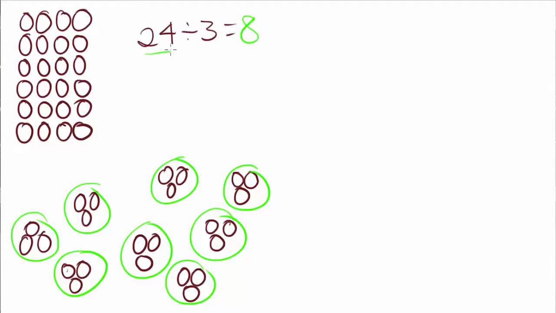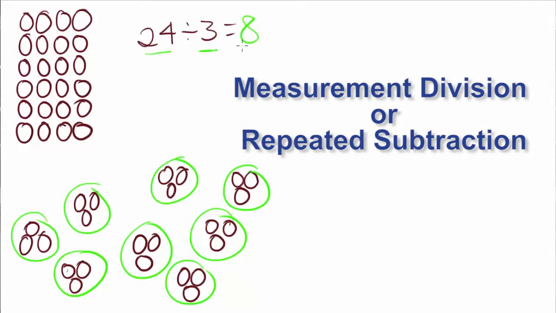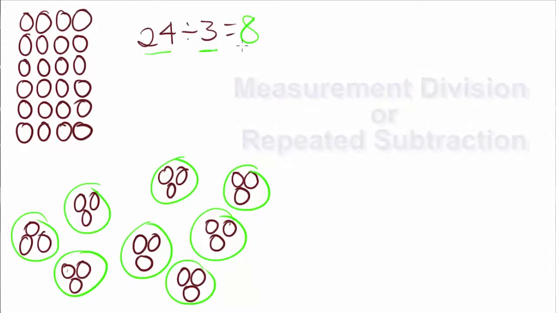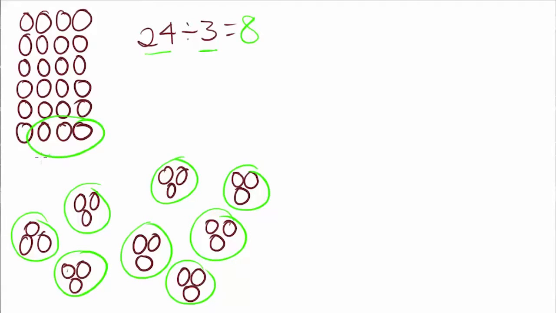We had 24 cookies and each person received 3 cookies. So we ended up with 8 people that could have 3 cookies each. We call this division situation measurement division or repeated subtraction. Really what we're doing is we're taking 3 cookies out of our pile at a time. We subtract it from the main group and place them in their own group. Then we subtract 3 more and put it in another group, and so on. That's why we can describe this division situation as repeated subtraction.